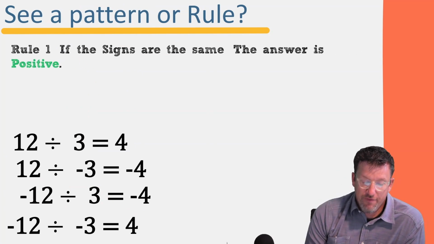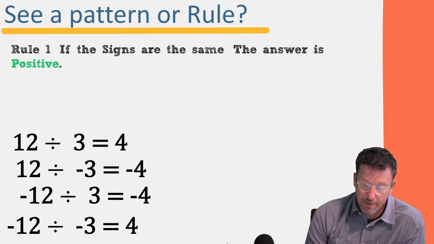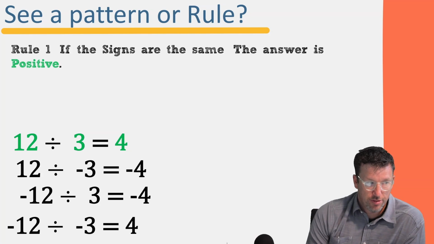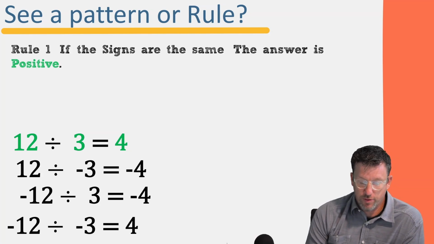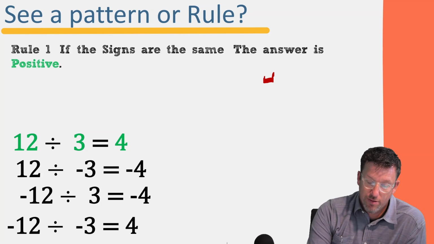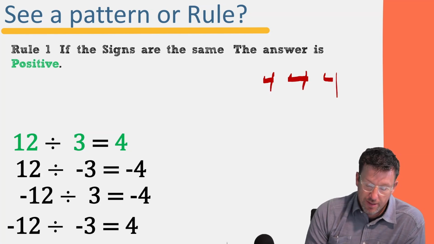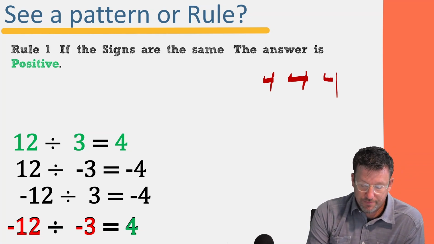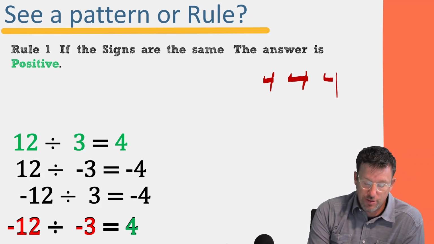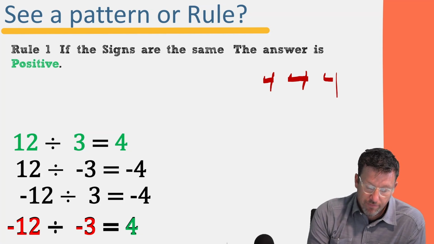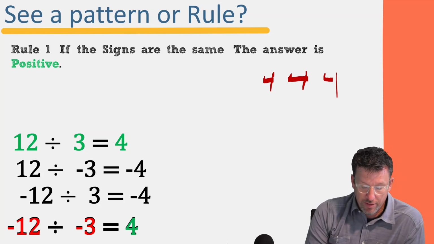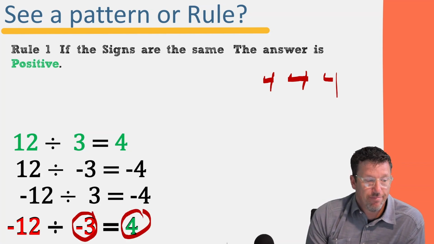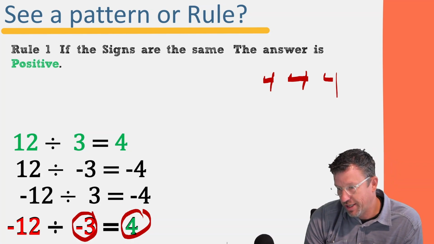So for example, if the signs are the same, then guess what? The answers are positive. 12 broken into 3 groups or split into 3 groups gives us 4. You would know that because you would have a 4 and a 4 and a 4. And then if we have negative 12 broken into 3 groups, breaking into the opposite value of 3 groups, well, you would have negative 4, negative 4, and negative 4, but we want the opposite value of that, which turns it into 4. So if the signs are the same, the answer is positive, just like multiplication.